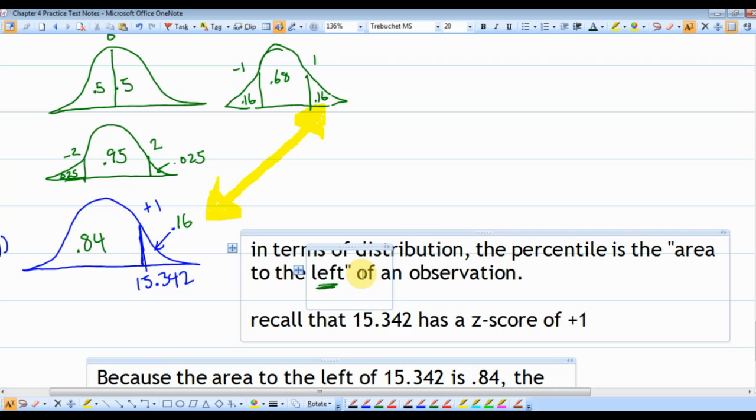Chebyshev's rule was for all distributions. So for all distributions, between 1 standard deviation is 0% at minimum. Between 2 standard deviations is 75% minimum. Between 3 standard deviations is 89.9% minimum. Why is 1 zero? Because of the way the formula works, it's one minus one. Yeah, that's the only reason why.